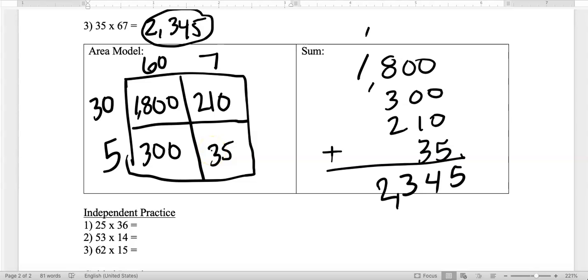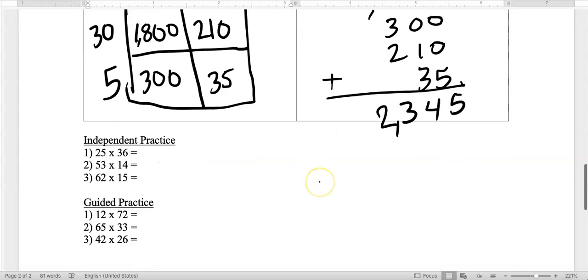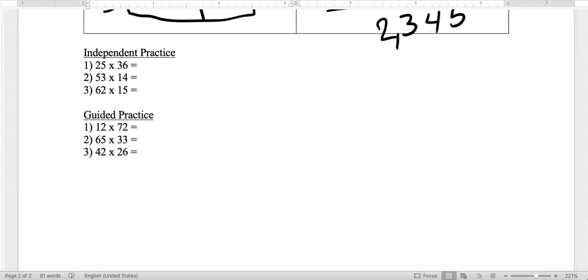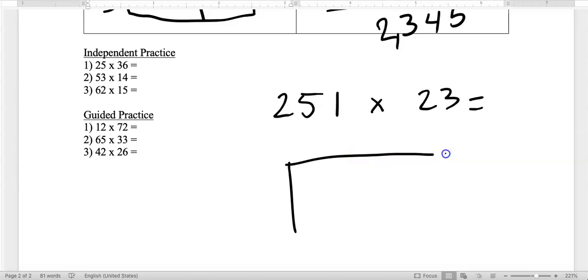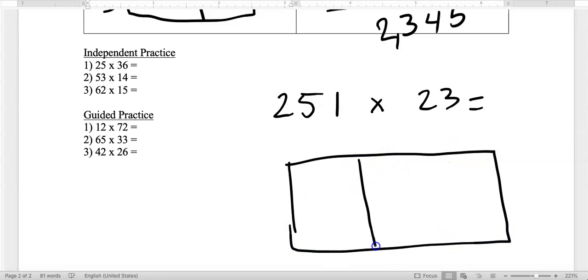I challenge you to work on it with a 3-digit number if you want to. So for example, for my friends who like challenges, if I were to give you the number, let's take one of these, 251 times 23. How will we use the area model, right? Can it go beyond those 4 boxes? And it actually can. So I have 3 digits here, so I need to make sure I have 3 places to put those numbers, and then I only have 2 digits here.